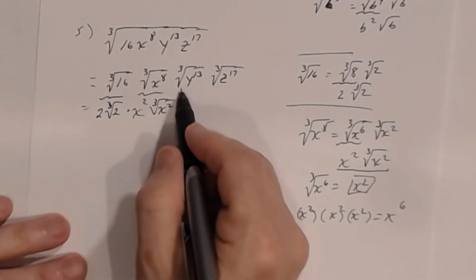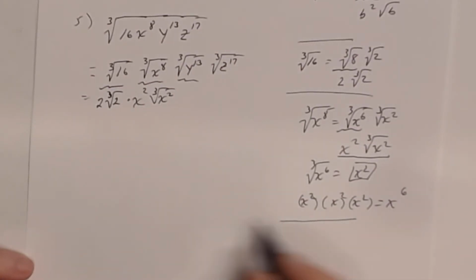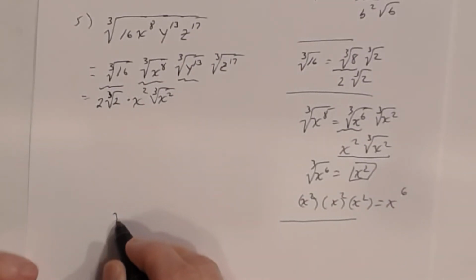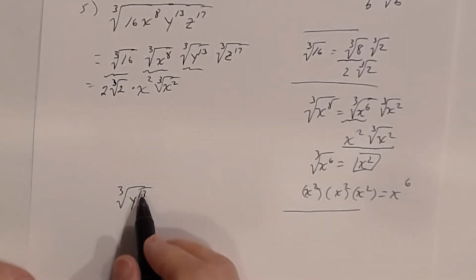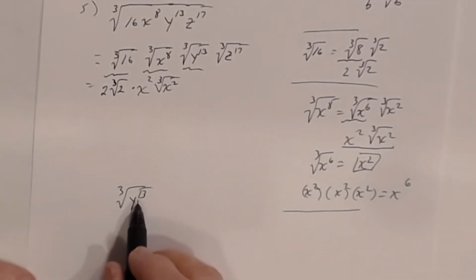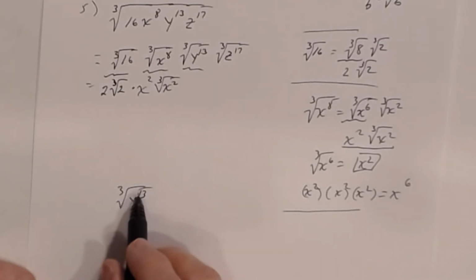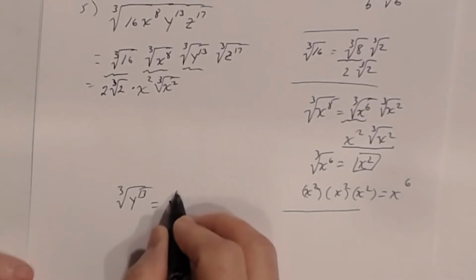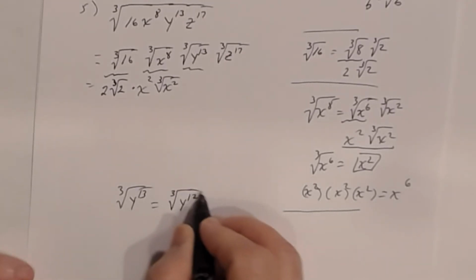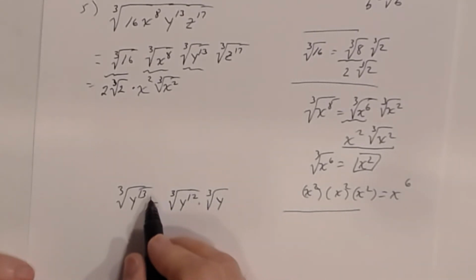Now let's simplify the cube root of y to the 13th. So I can simplify this because 13 is greater than or equal to 3. But it's not as simple. 13 is not divisible by 3. So think about what's the largest whole number less than 13 that's divisible by 3. And it is 12. 12 is divisible by 3. So I can write this as the cube root of y to the 12th times the cube root of y, because 12 plus 1 is 13.